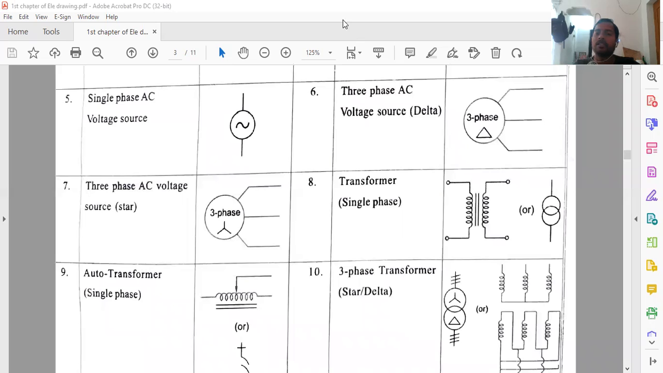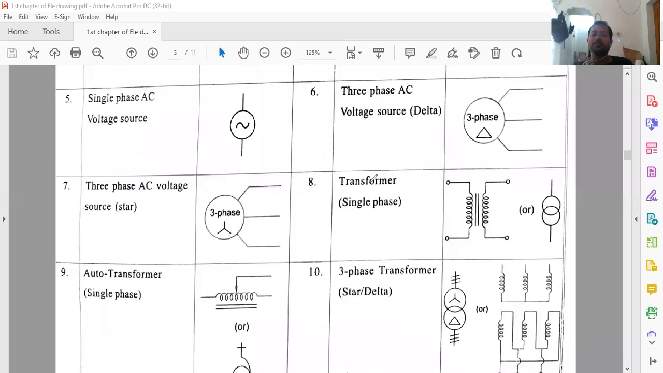Next, this is three-phase delta. For the three-phase star, it is like this. Simply represent it with a star. A three-phase star connection will be like this. Is that clear? The only difference between these two is star and delta.